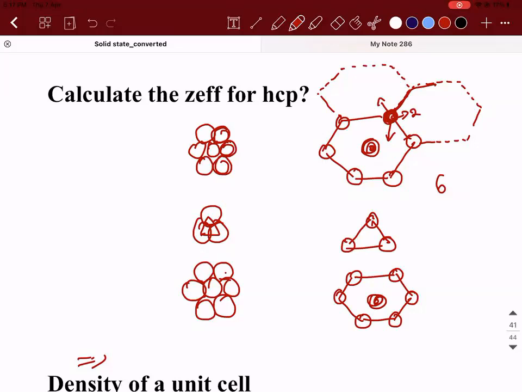So totally 1, 2, 3, 4, 5, 6, 7, 8, 9, 10, 11, 12. For every 12 particles, each particle is shared, so the contribution to the unit cell will be 1 by 6. So 12 into 1 by 6. Wait, we have only calculated for this one and this one. The center ones are on faces, this face and this face. So 2 into 1 by 2. And this 3 is actually tightly packed between the 2 layers.